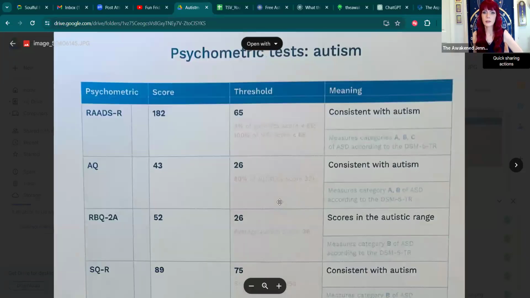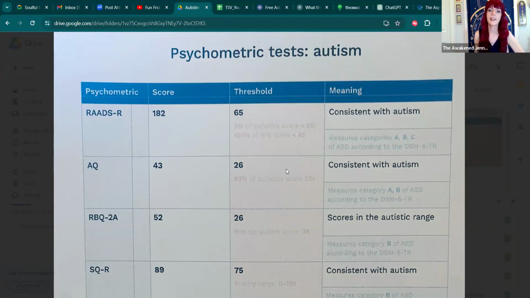I've taken pictures of this psychometric test that I took for my autism diagnostic process. I am tripping all over my words, so just bear with me today. I'm sorry. The first one on here is the RAADS-R test. And the score on this, I got a score of 182.